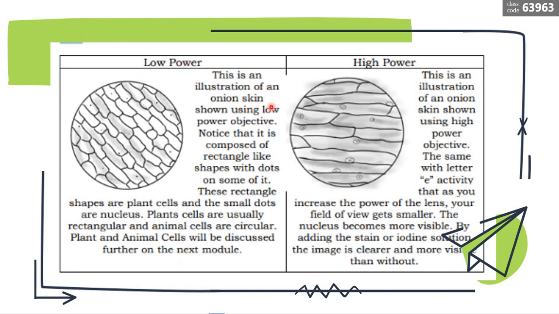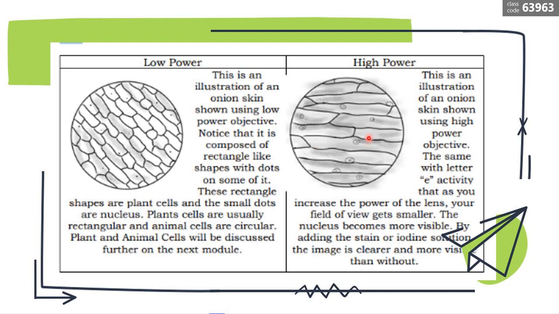Okay, so this is the picture in low power. This is an illustration of an onion skin shown using low power objective. Notice that it is composed of rectangle-like shapes with dots on some of them. These rectangle shapes are plant cells, and the small dots are nucleus. Plant cells are usually rectangular, and animal cells are circular. Remember the difference. Plant and animal cells will be discussed further in the next module.